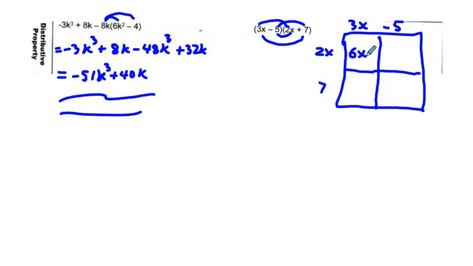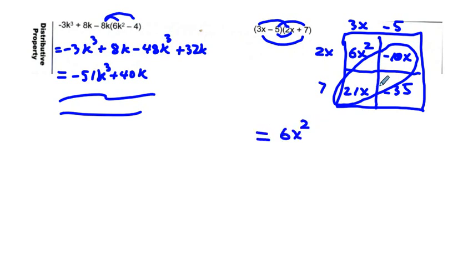So we got 6x squared. Then we have negative 5 times 2x, which is going to be negative 10x. And then we have 3x times 7, which is going to be 21x. And then we have negative 5 times 7, which is negative 35. And then we can combine these like terms here for our answer. And for that we get 6x squared. And then we have 21x minus 10x, which is going to be plus 11x. And finally, minus 35.